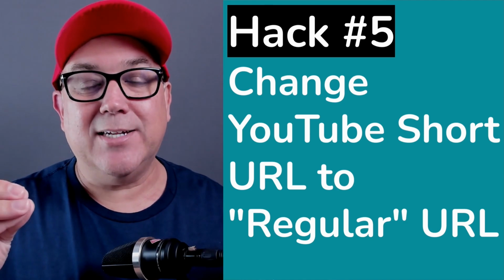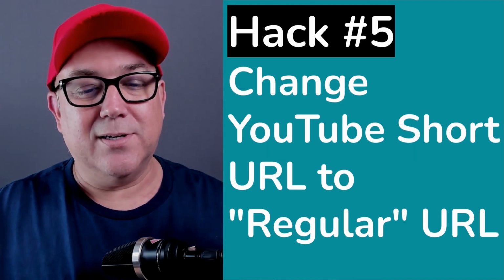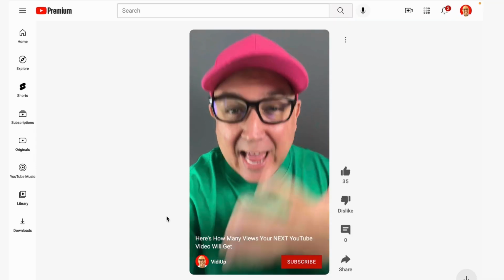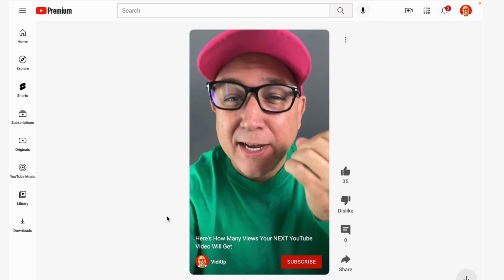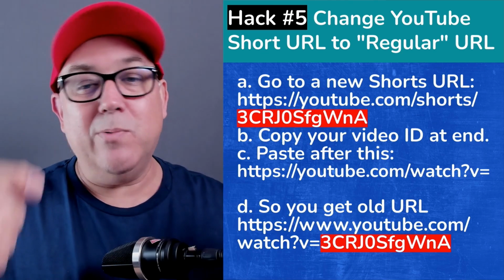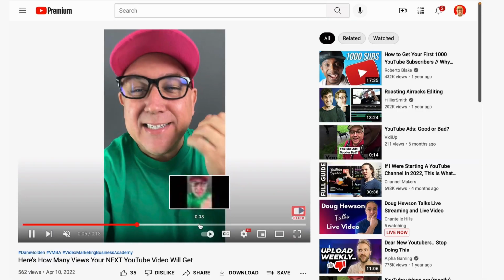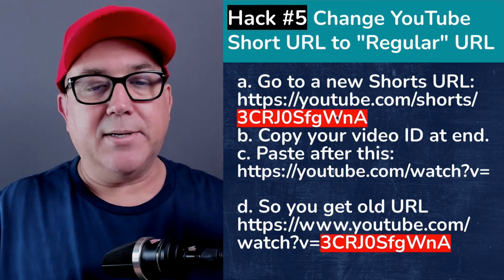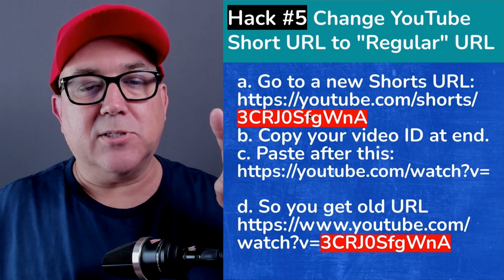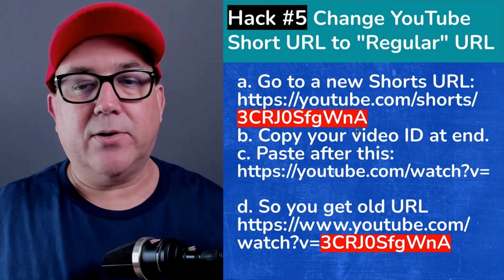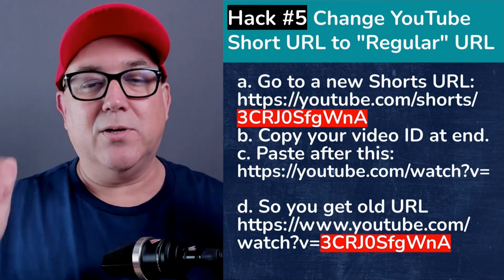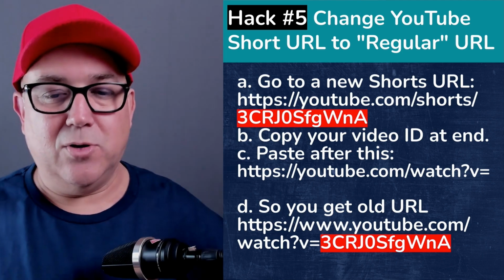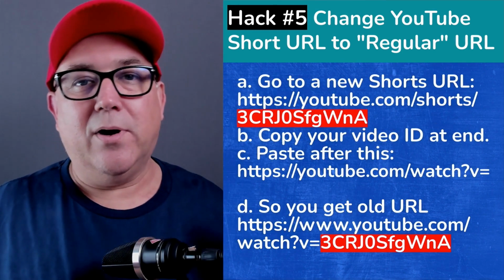Hack number 5, change the URL of a YouTube short to a regular URL. What's happened is that YouTube now has a special type of URL when it's on the desktop. So we want to make it back like the old URL. Well, you just have to copy that video ID. This is different than a channel ID. It does not start with a UC and it's shorter. Just copy that video ID. I believe it's 11 characters. Paste it into the old school YouTube URL, which is youtube.com/watch?v equals. So you get the old URL for your YouTube short.